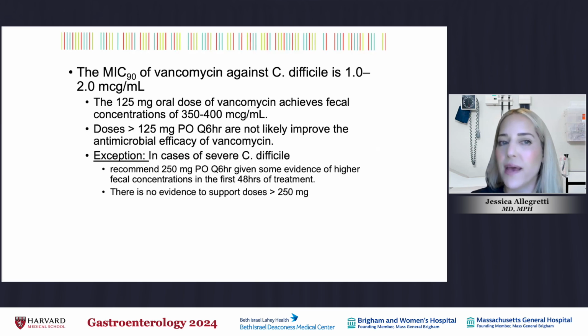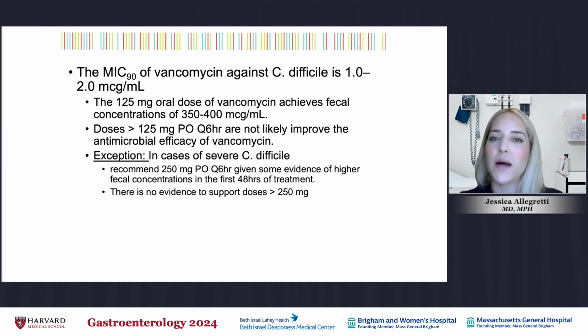An important point about vancomycin is that the minimum inhibitory concentration against vancomycin, meaning how much vanco you actually need around to adequately suppress C. diff, is 1 to 2. With the standard dosing of 125 milligrams Q6 hours, you can achieve fecal concentrations of 350 to 400. So what does that tell you? Doses greater than 125 milligrams Q6 hours are not likely to improve the efficacy of vancomycin.